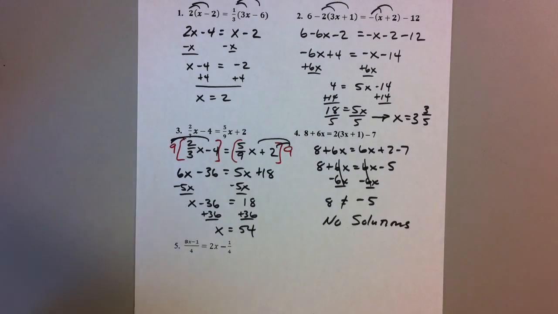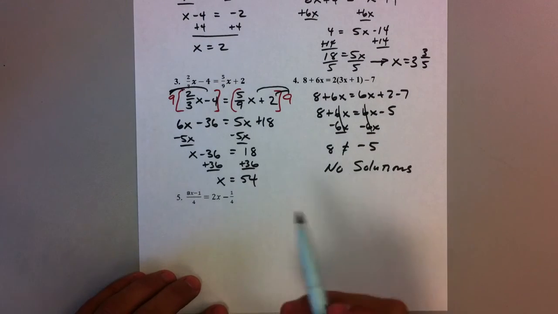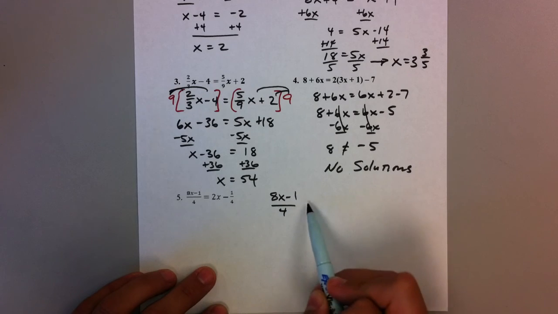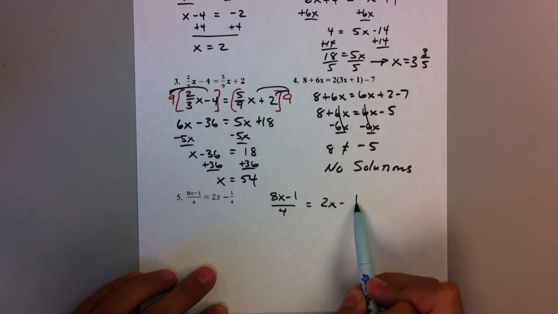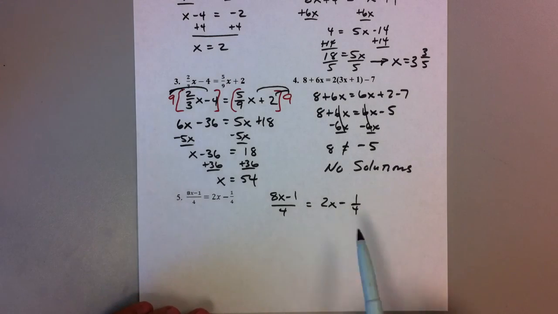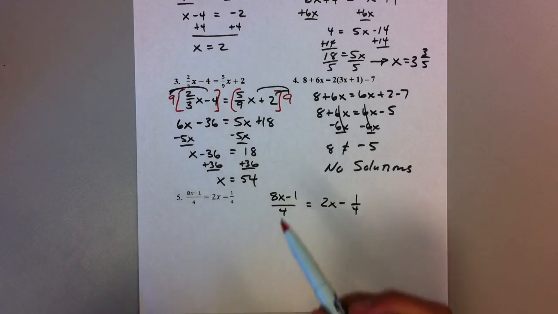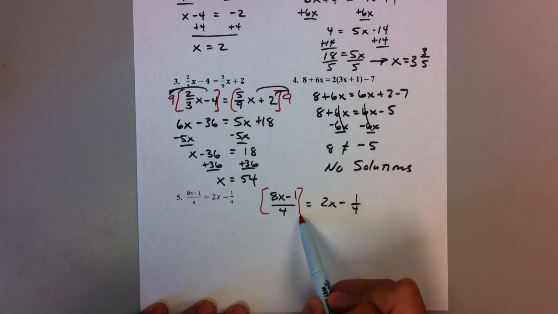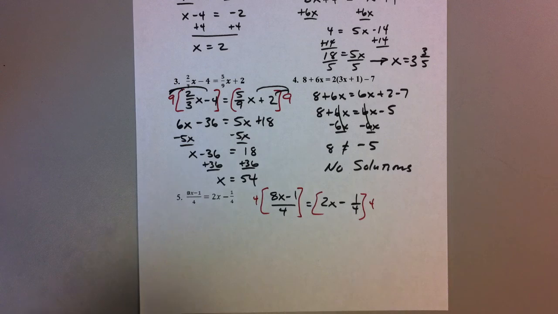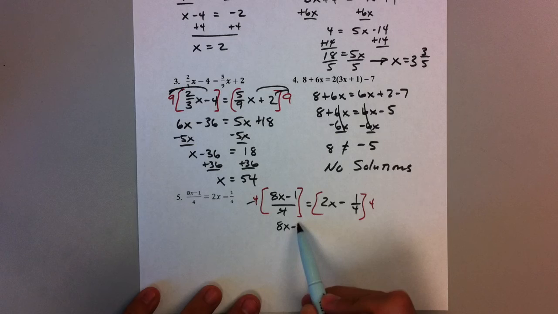Okay, last one. We'll finish up with this last one here. Let me rewrite this one again because this is a little small. So this one, I wouldn't change anything from what I've done in the past with fractions. I notice I have a fraction here and here. So I'm going to multiply by the common denominator, which is 4. So I'll multiply this by 4 and this by 4. On the left side, these 4's cancel, and I just get 8x minus 1.